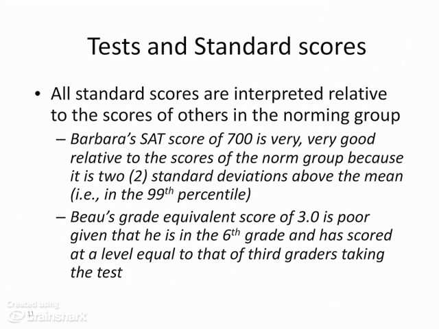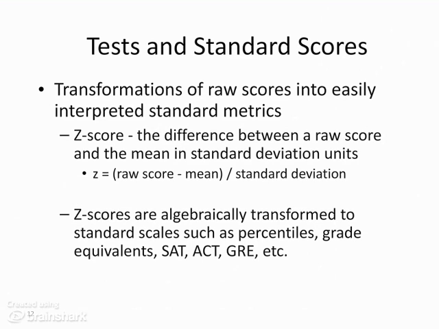So this is an example of a standardized score. When we're talking about standardized scores in terms of norming within a group, you can see that both SAT scores and a grade equivalent score are both considered to be standard scores. When you use standardized scores, the nice thing as well about using those is that you can transform them into standard metrics. So oftentimes we will take a raw score and turn it into a Z-score. The Z-score is the difference between the raw score and the mean in standard deviation units.